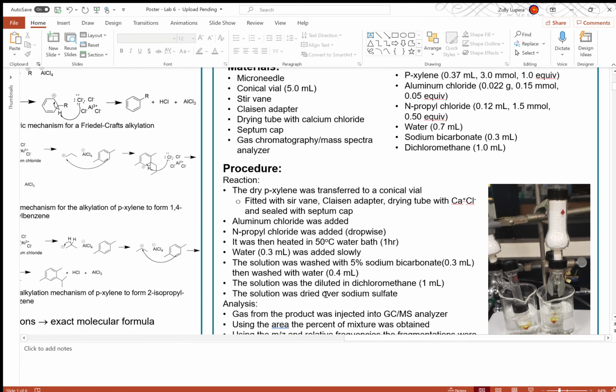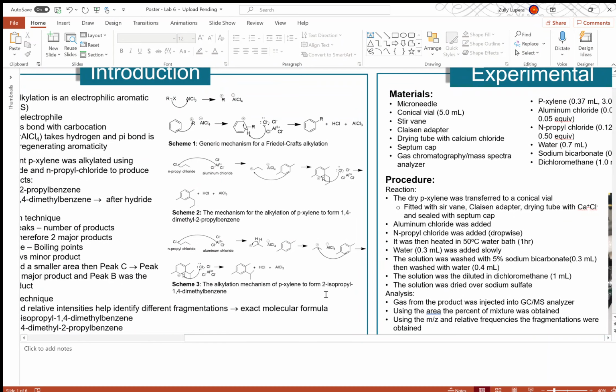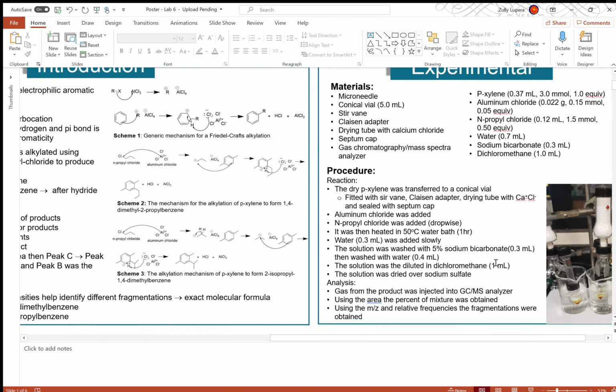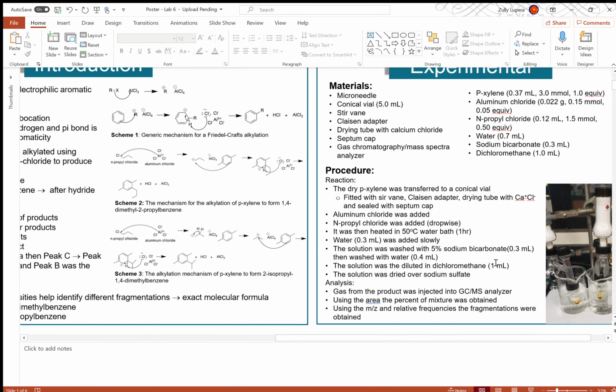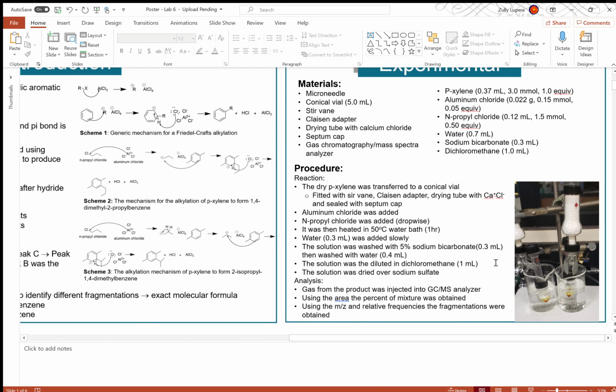For this experiment, in the experimental, we used 0.37 milliliters of dry p-xylene, and it was transferred into a conical vial, which was fitted with a stir vane, a Claisen adapter, along with a drying tube containing calcium chloride, and sealed with a septum cap. This setup can be observed here in the image below.